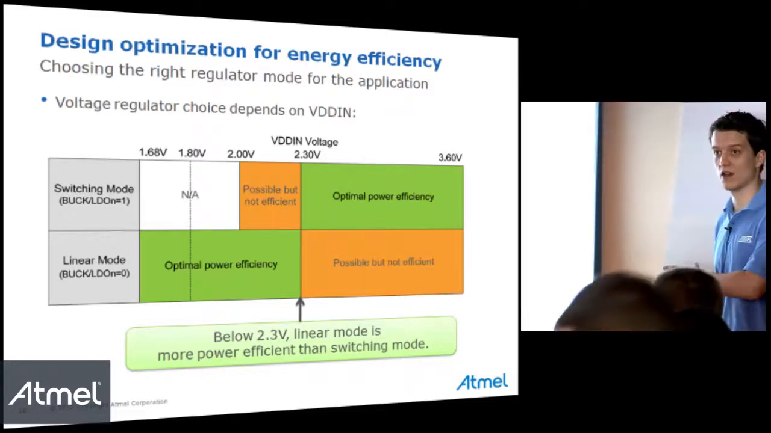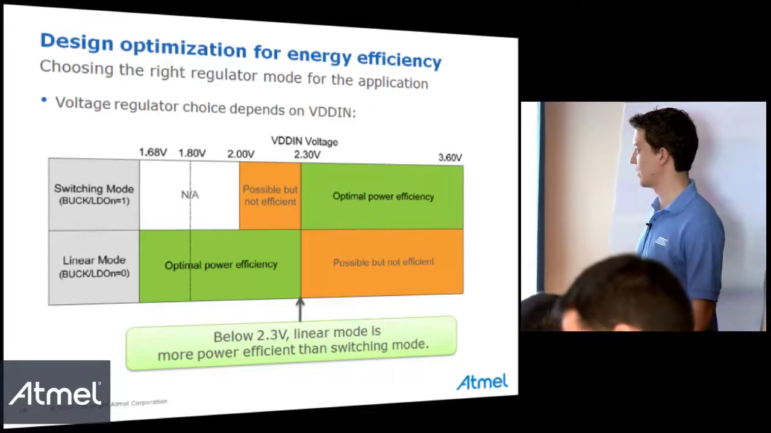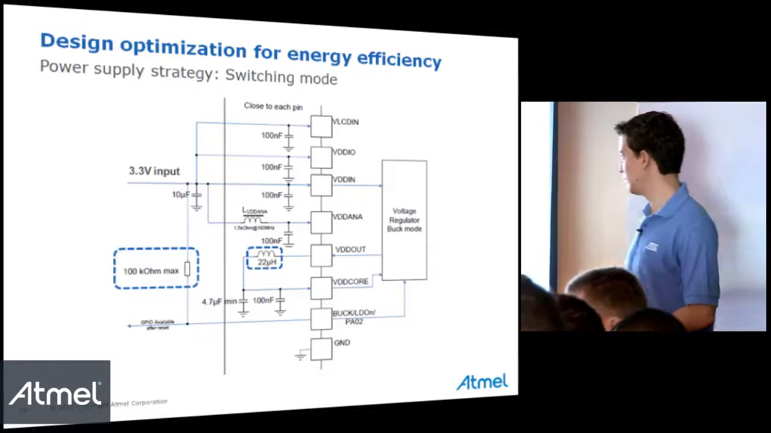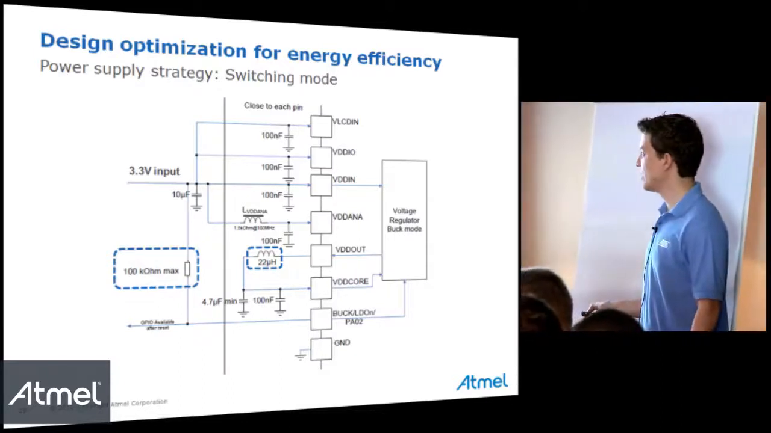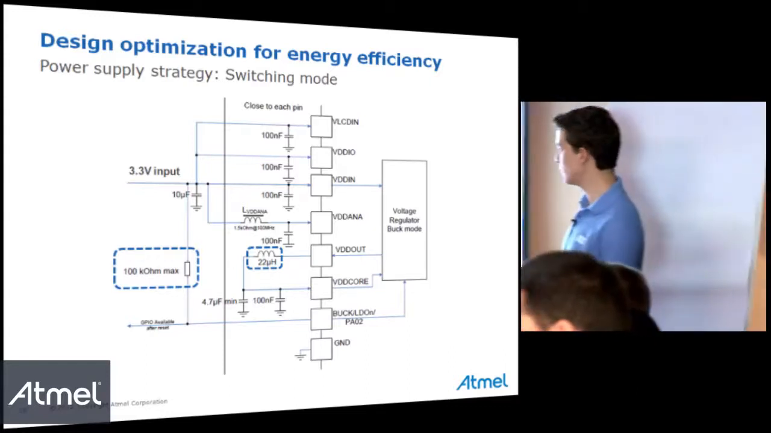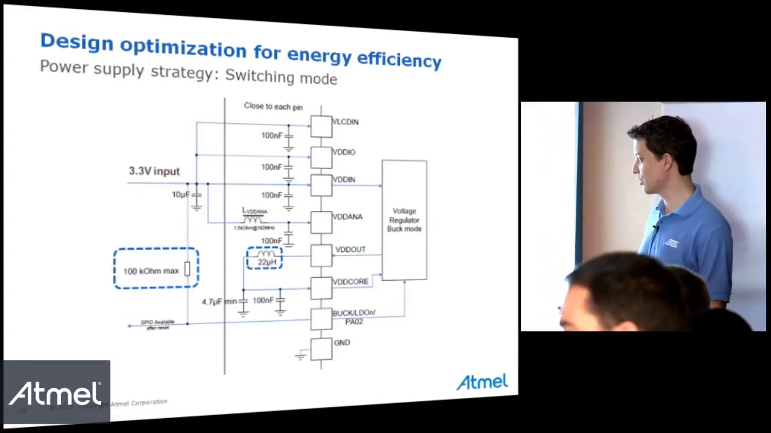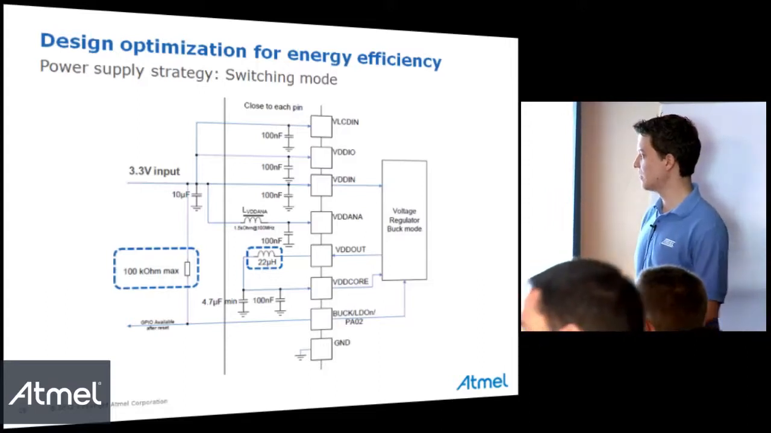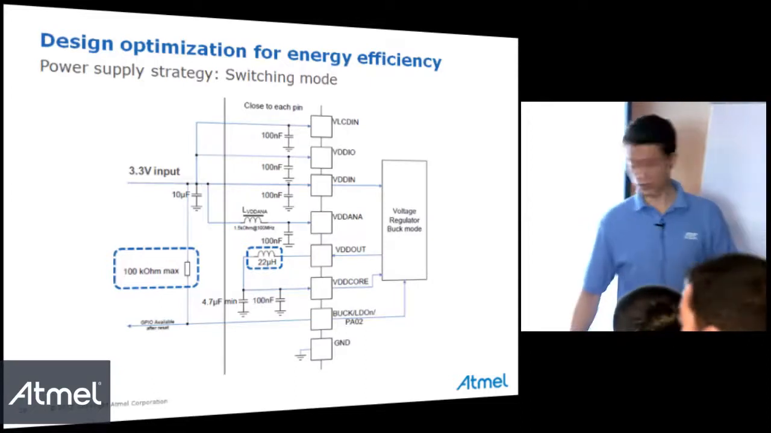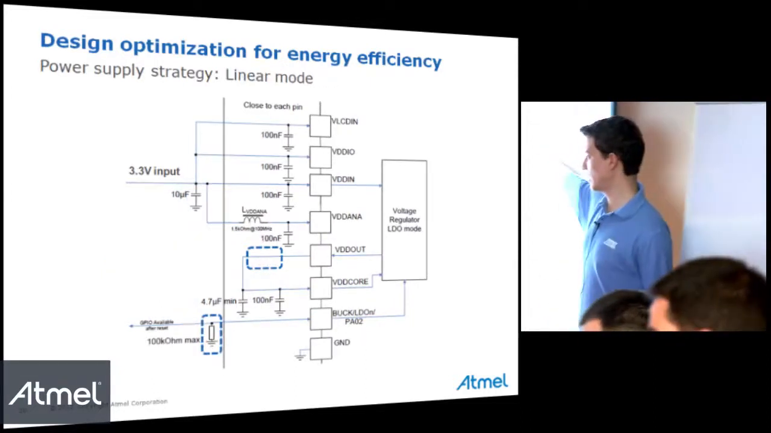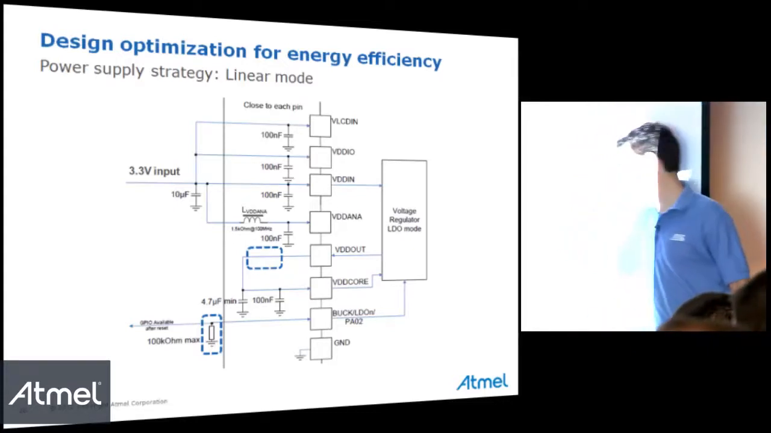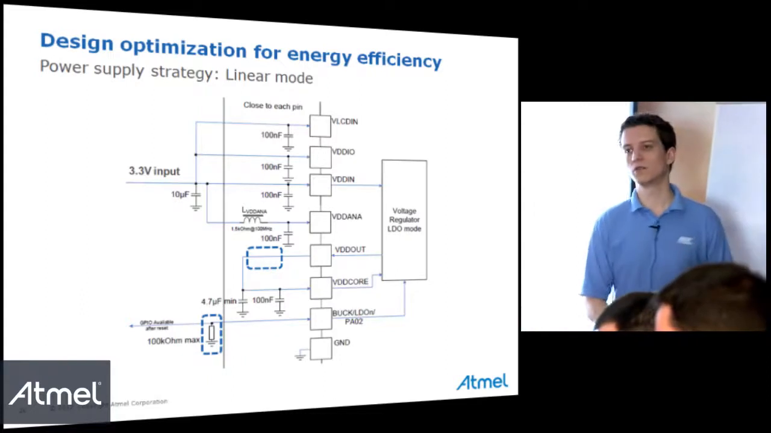As I said, it's a key feature for the SAM4L. In terms of schematic or bill of material, when you want to use the switching mode, you will have to put a pull up on the pin selection, which is buck LDO, and also an inductor on the VDD out pin. For the linear mode, no more inductor on the VDD out pin, and a pull down in order to select the correct mode on the buck LDO pin.